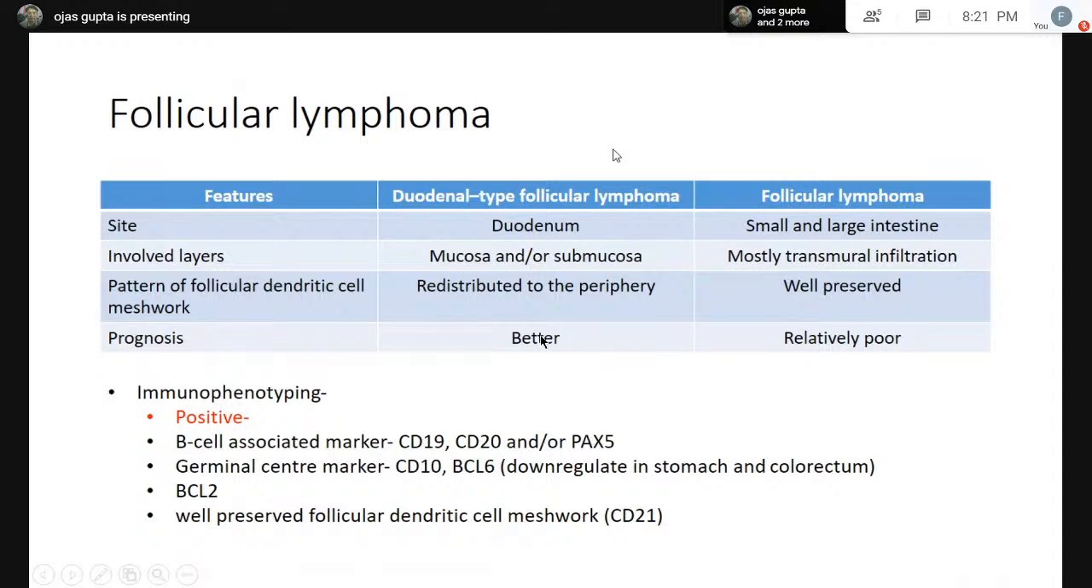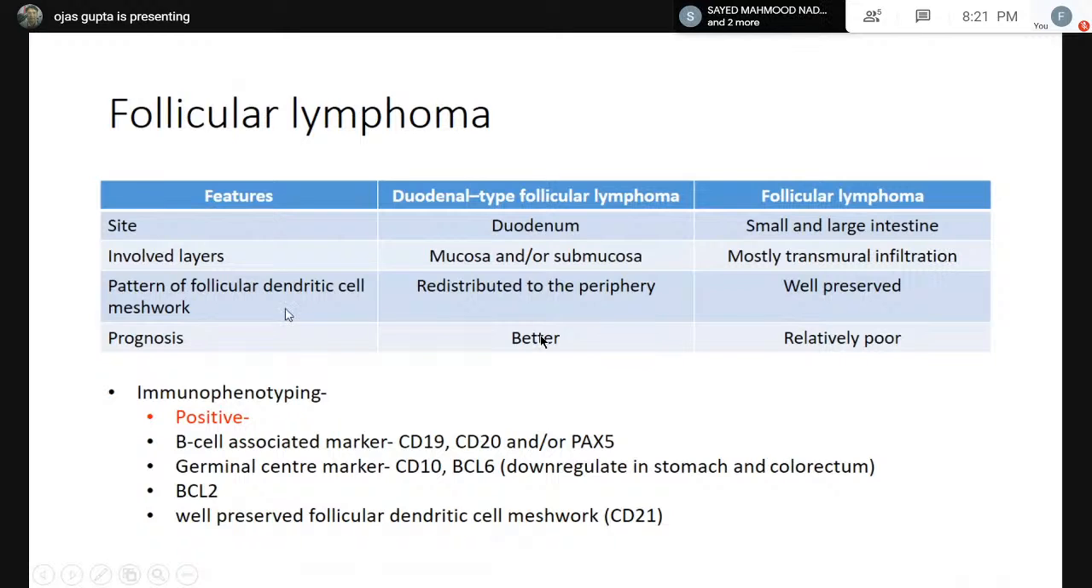So definitely these are different. Now how are these different? Duodenal type, as the name itself suggests, is present in the duodenum, whereas follicular lymphoma can be seen in both small and large intestine. Duodenal type follicular lymphoma involves only the mucosa and submucosa, whereas follicular lymphoma usually shows transmural infiltration.